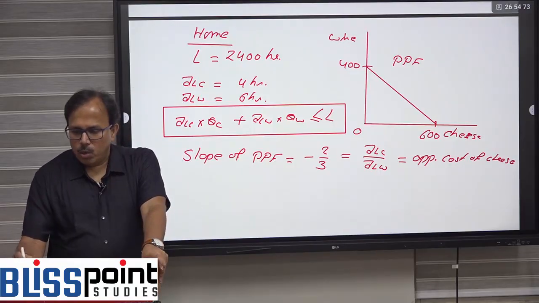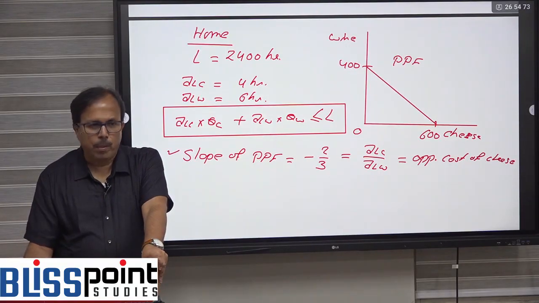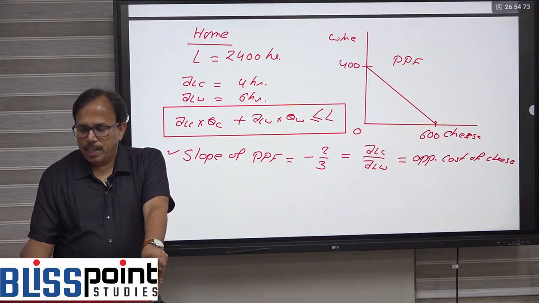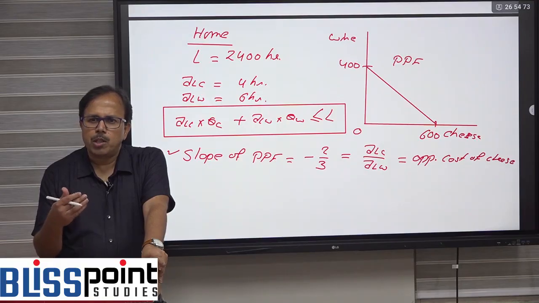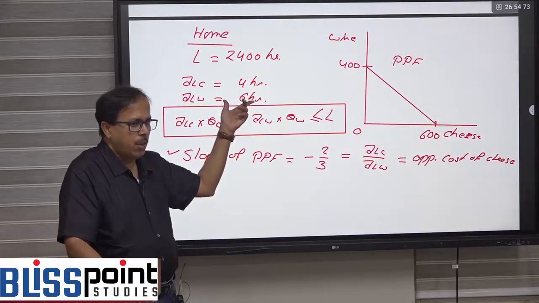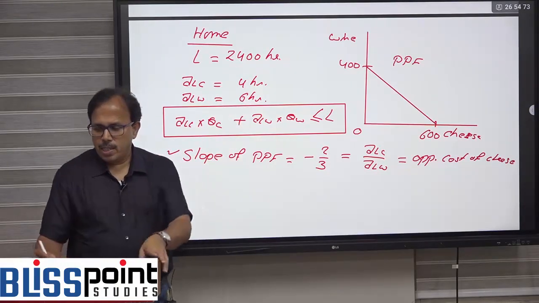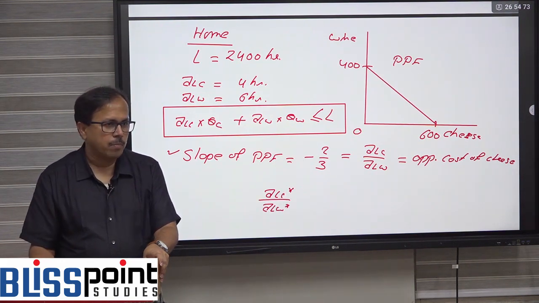So first we draw the PPF. By drawing the PPF you can get the slope of the PPF, and then we can write the opportunity cost of cheese. We get the opportunity cost of cheese here. Similarly you can calculate the opportunity cost of cheese in which country? Foreign country. So for the foreign country also, such information will be given. While writing the foreign country's information, we will write ALC star upon ALW star, mark that.